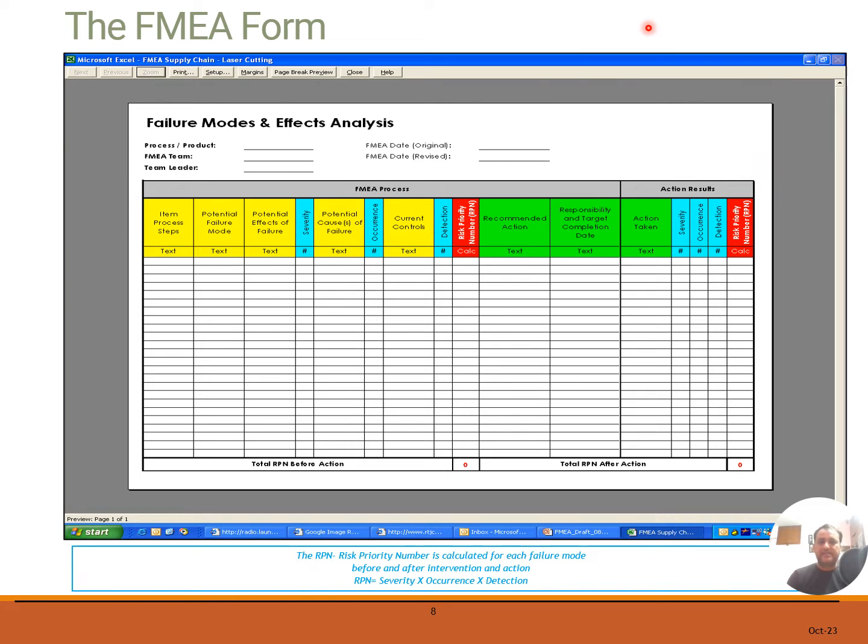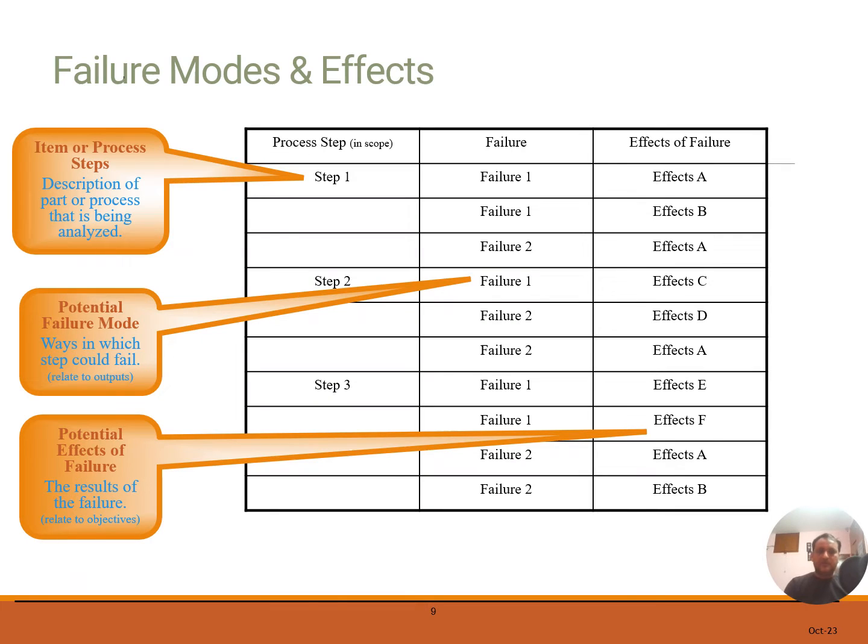In each section, a number is named. Now let us look at the details of each of these columns. Column number 1 is process step or function. Here you will enter a description of the part or process that is being analyzed.